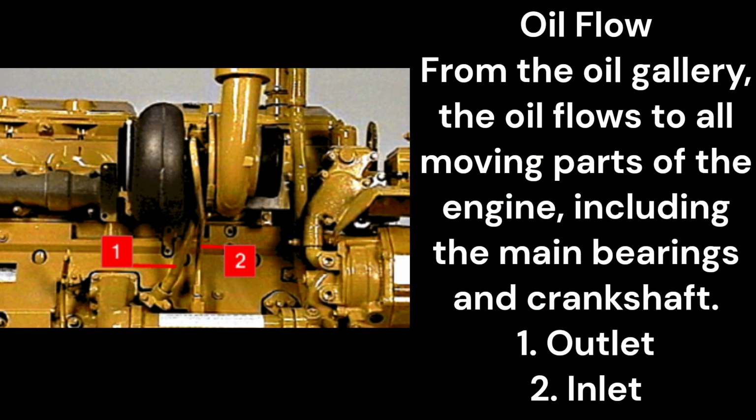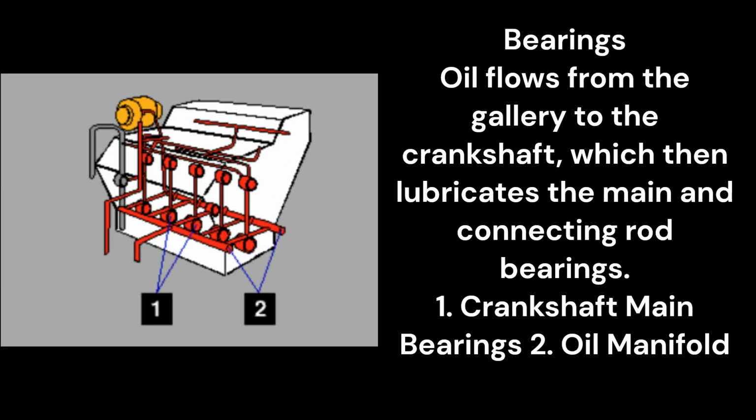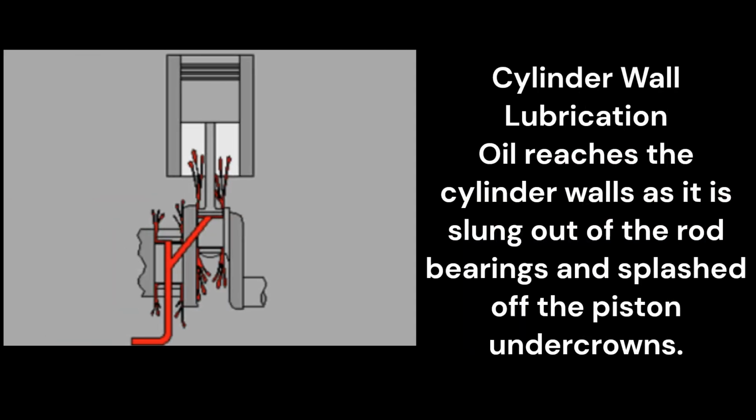Oil flow. From the oil gallery, the oil flows to all moving parts of the engine, including the main bearings and crankshaft. Bearings. Oil flows from the gallery to the crankshaft, which then lubricates the main and connecting rod bearings. Cylinder wall lubrication. Oil reaches the cylinder walls as it is slung out of the rod bearings and splashed off the piston crowns.